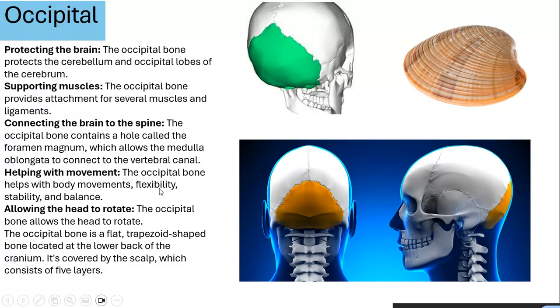Occipital bone helps with body movements, flexibility, stability, and balance, right? Allowing the head to rotate. Occipital bone allows the head to rotate. The occipital bone is a flat, trapezoid-shaped bone located at the lower back of the cranium. It's covered by the scalp, which consists of 5 layers, right?